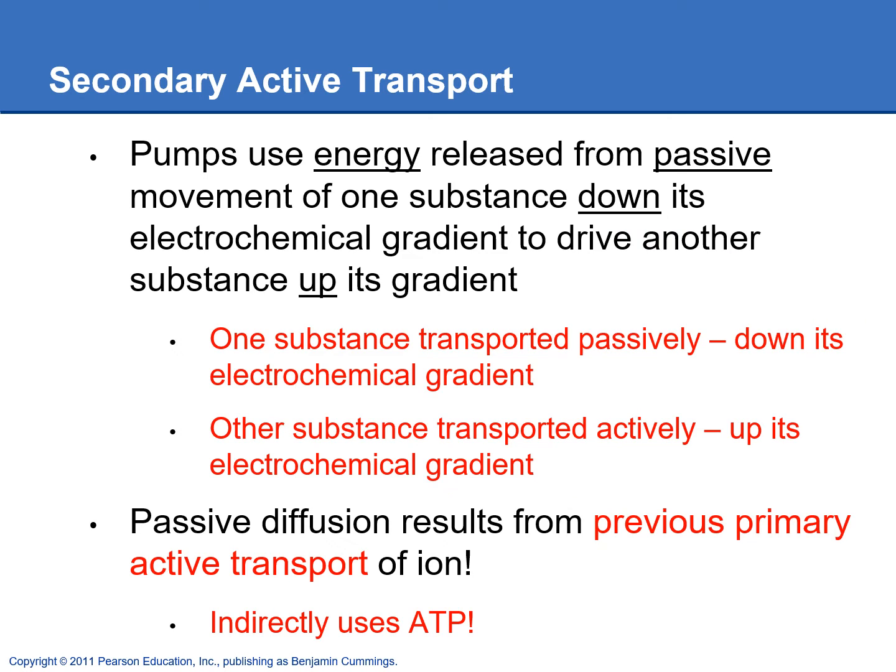In secondary active transport, we're going to be using energy indirectly. And the way that you recognize secondary active transport is that one substance is going to be moving down its gradient and the other one's going to be going uphill. So if you see a pump with one going down the gradient and the other going up the gradient, then you know it's got to be secondary active transport.